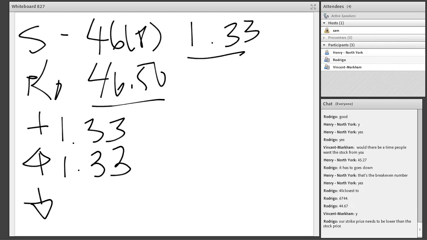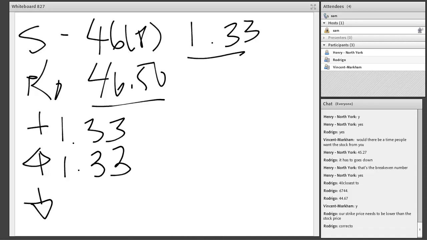Good. So let's go back. Same scenario, right? If the stock goes down to 40, just like we did last time, our strike price needs to be lower than the stock price. Yeah, it would be, Rodrigo, because we're selling them the 40 delta. Remember, the 40 delta is what you're selling. Does that make sense, Rodrigo? Okay, good. All right. So if it goes down to 40, the stock goes down from 46 to 40.